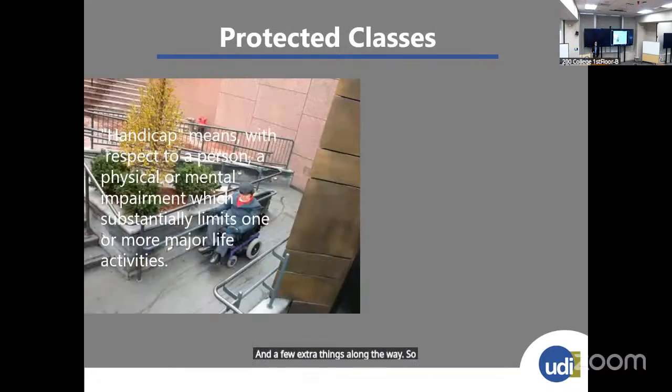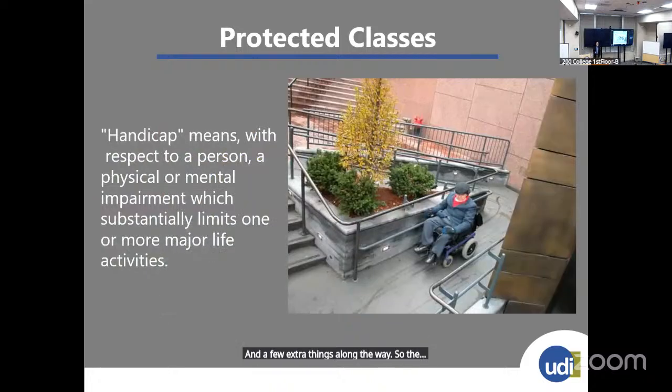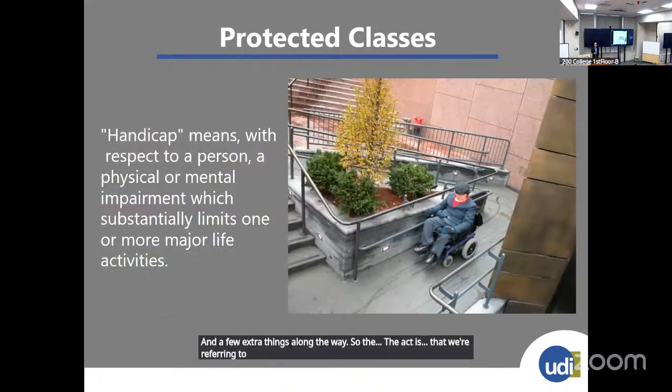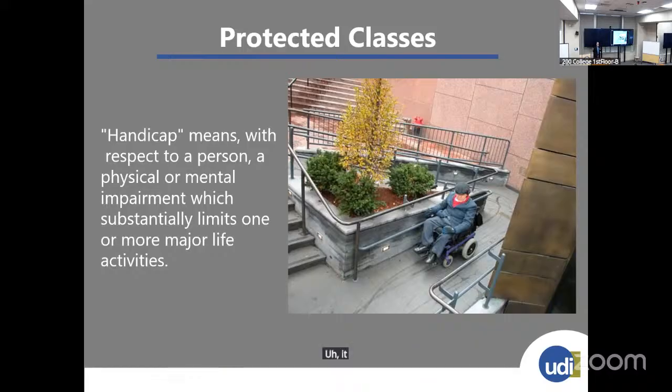So the act that we're referring to is the Fair Housing Amendments Act of 1988, to be technical. It is one of the two big federal laws that we think of in terms of accessibility in the built environment in this country. It covers, as you'll see, multifamily housing primarily.